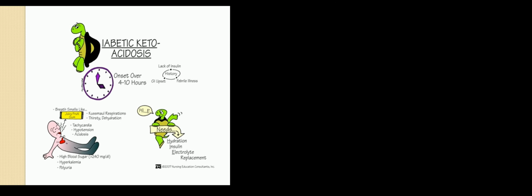So just a little mnemonic and a little pictorial, for those of you who like these sorts of things, to help you remember DKA. The onset can be over 4 to 10 hours. Mainly, if you look at their history, they could have been sick, or lack of insulin being the huge one, or increase in glucose. What are you going to expect to see?